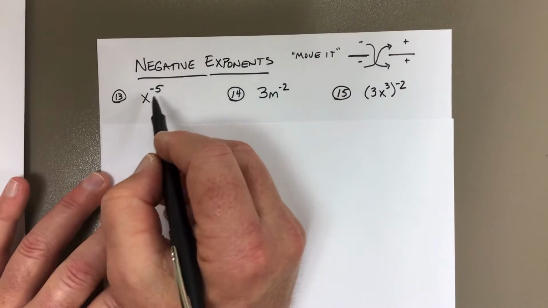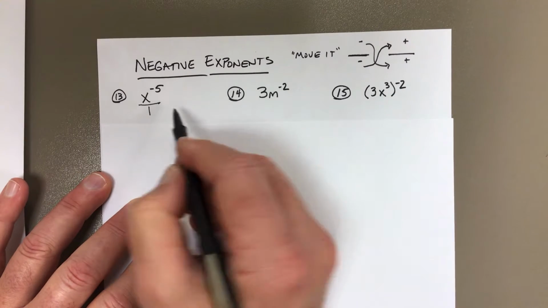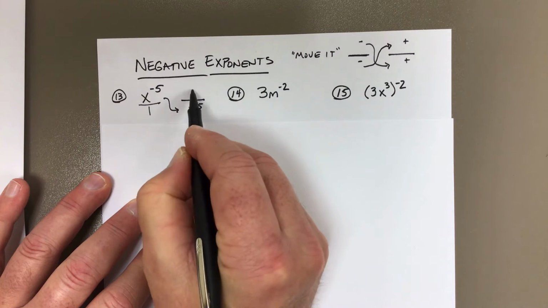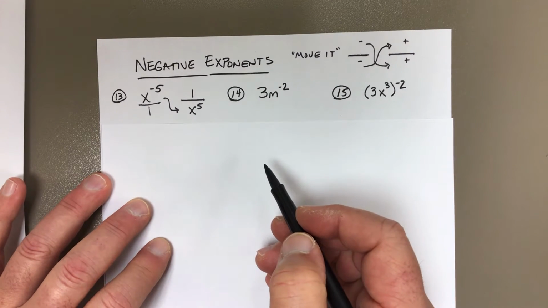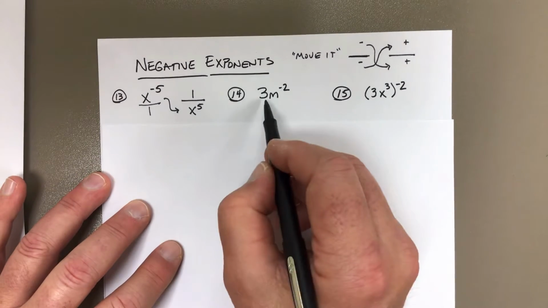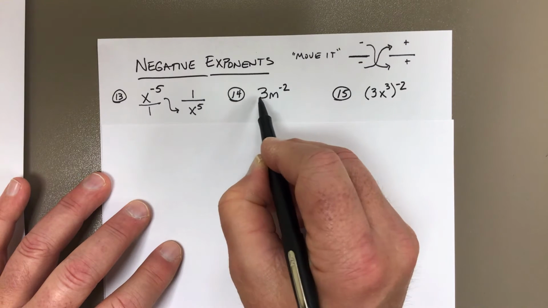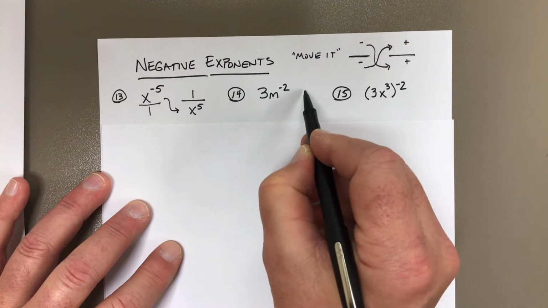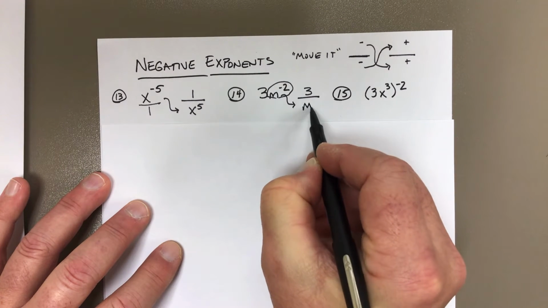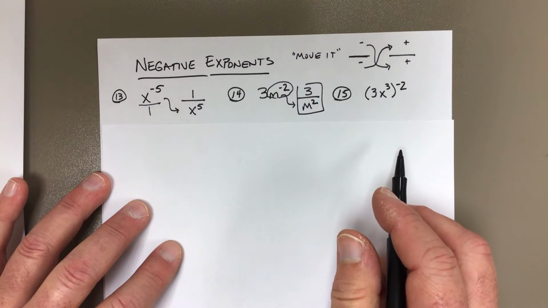So x to the negative fifth, this is in the numerator. We don't ever write it like this, but it is like that. So we're going to move this downstairs, so that becomes x to the fifth, and then we just put the 1 on top, because there has to be a placeholder on top. That's it. In this next one, the only thing being raised to the negative 2 is the m. So the 3 is going to stay on top, but the m to the negative 2 goes to the bottom and becomes m squared. So that becomes 3 over m squared.